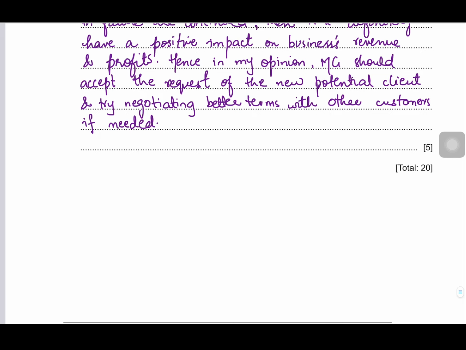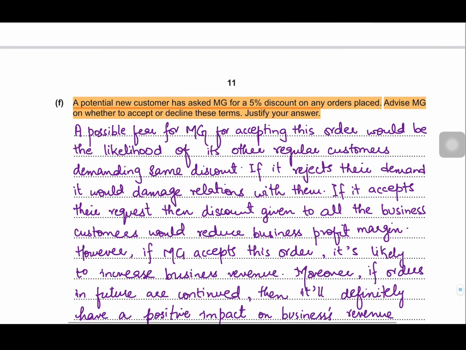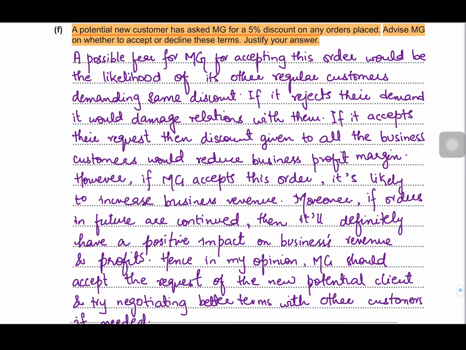Now, the biggest fear for such a business would be that the existing customers would of course ask for the same discount, as they would say that if you are giving the discount to the new customer, why aren't we getting it? So this is one of the biggest problems that might arise if the order is accepted, but that doesn't mean that you reject the order. Of course, it will depend upon other terms as well, but if the order is profitable for the business and the terms are in your benefit, then of course it can be accepted. Let's read the sample answer.